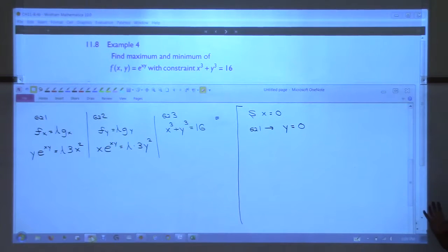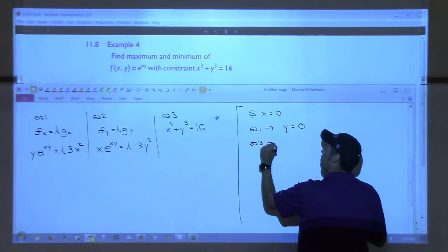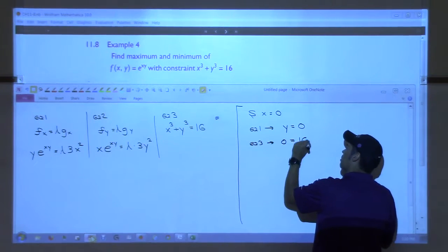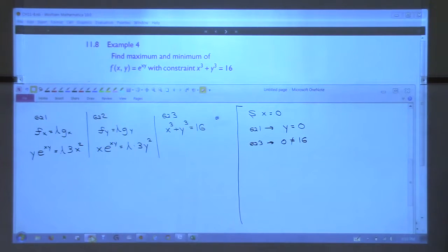And then what? Equation 3 is going to fall apart. Equation 3 then becomes 0 equals 16, which isn't true. So we can't have x be 0, or else we have a problem.